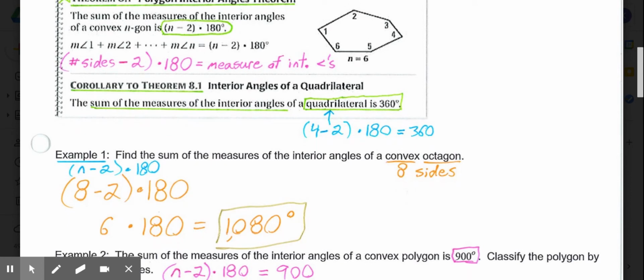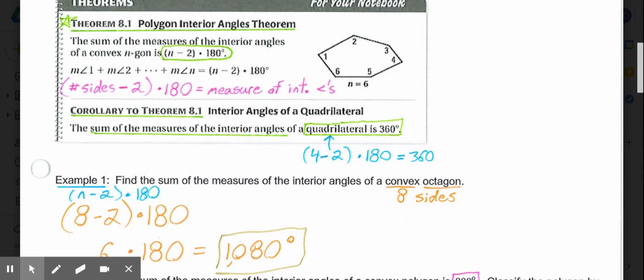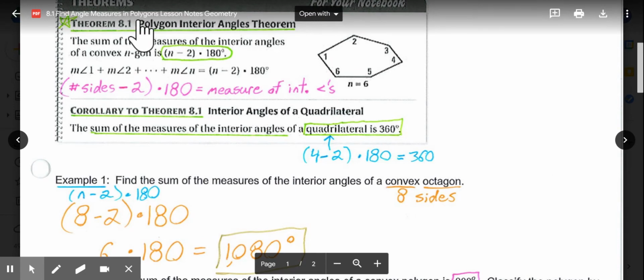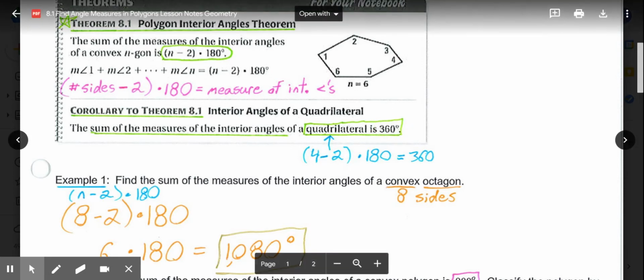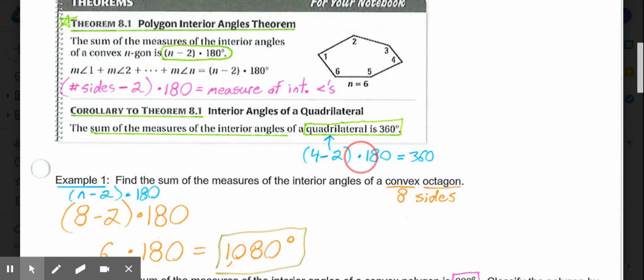Now, the corollary to Theorem 8.1 is the interior angles of a quadrilateral. A corollary is something that can easily be supported or proven by a theorem. This corollary states that the sum of the measures of the interior angles of a quadrilateral is always 360 degrees. So any four-sided shape, the interior angles always add up to 360 degrees. We can check that with our expression here: 4 minus 2 multiplied by 180 equals 360 degrees.